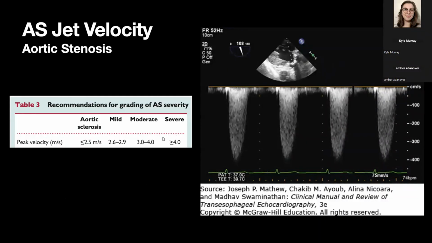All right, and here are the cutoffs. Basically anything over 4 meters per second is considered severe. And then anything 3 to 4 is moderate, and you can see the table here. And remember, because it's continuous, you're going to get that shaded in shape, it's not a triangle. So basically this is all shaded in, and your peak velocity is just going to be the very tip of it. So this one would be about 4. So yep, severe.